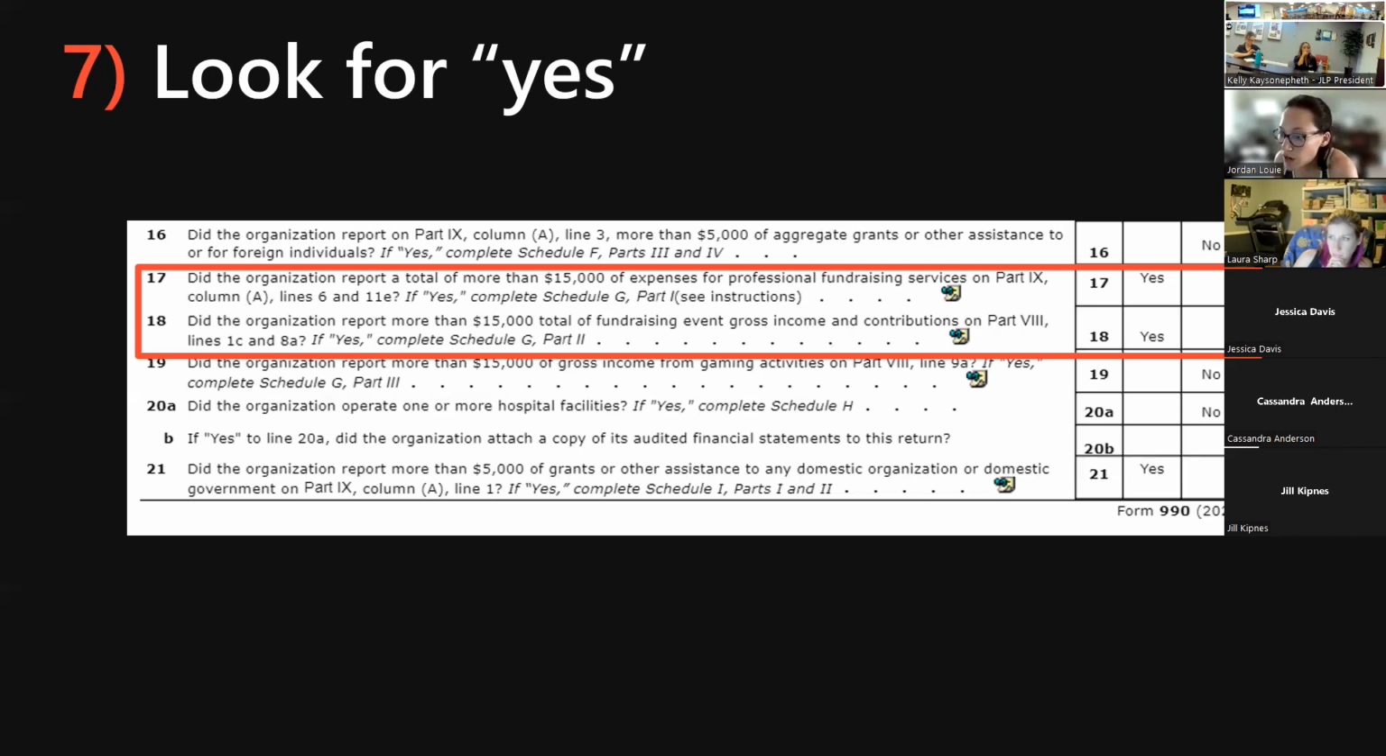So I'll point out some of the part 4 questions. You have to verify in question 1 that you're a 501(c)(3). You have to complete Schedule A. The second question, are you required to complete Schedule B? That's a donor list, and we'll talk about that in a few questions.